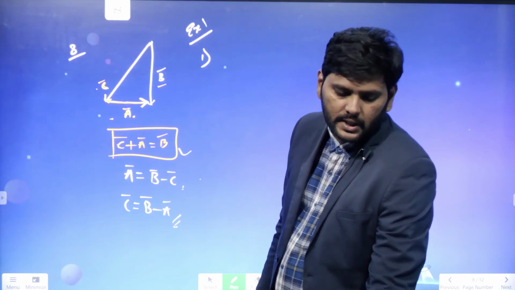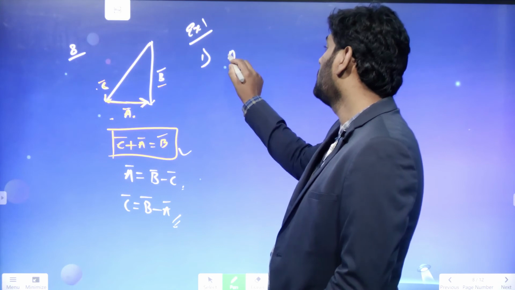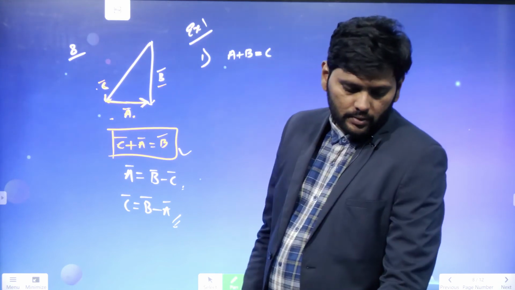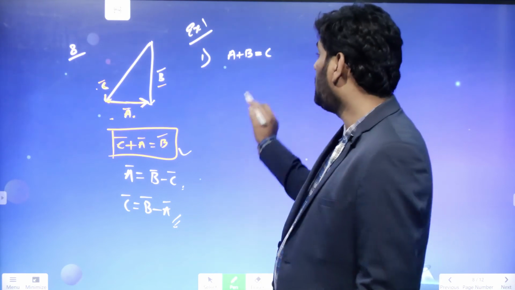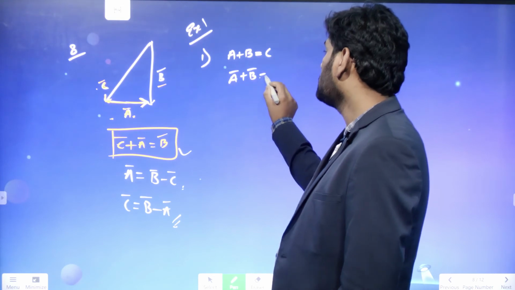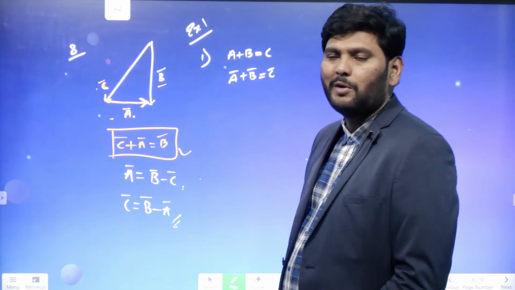The first question is A plus B is equal to C. Now A bar plus B bar is equal to C bar. Then what is the angle between the vectors?